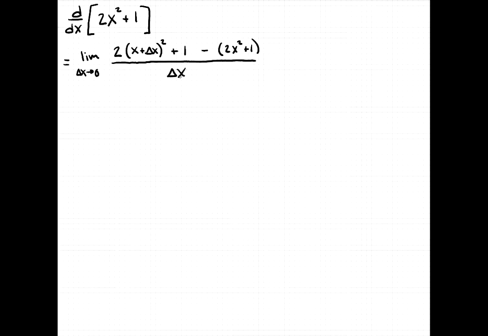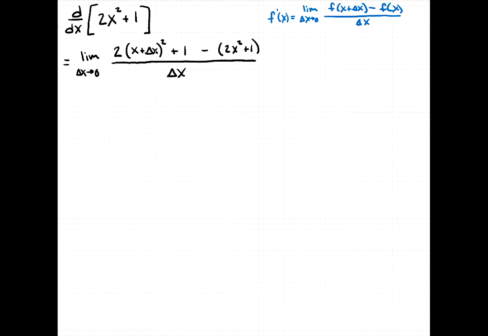Okay, so this is equal to the limit as delta x goes to 0 of 2 times, instead of 2x squared, it's 2 times (x plus delta x) squared plus 1, minus 2x squared plus 1, all divided by delta x. So we're using here the definition of the derivative, which is f prime of x is equal to the limit as delta x goes to 0 of f of x plus delta x minus f of x, all divided by delta x.